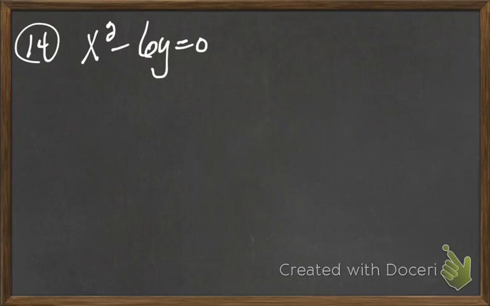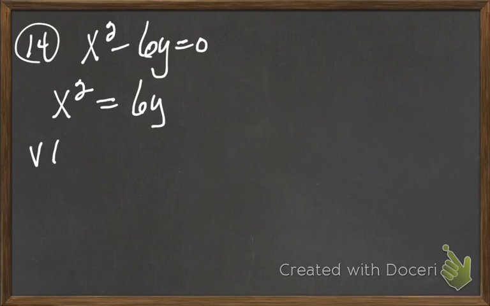All right, 14 is almost in standard form, but we don't want x squared and minus 6y on the same side. So you always want your squared term on the left and your term that is not squared on the right. Squared term on the left, term that is not squared on the right. There are no binomials here, so there's no reason to complete the square. That means our vertex is (0, 0).